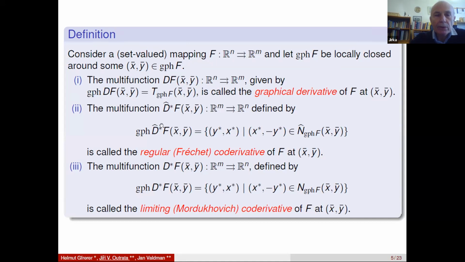And then we will be working with the regular coderivative, which is constructed on the basis of the regular normal cone to the graph of F, and finally with the limiting coderivative, which is constructed on the basis of the limiting normal cone to the graph of F.